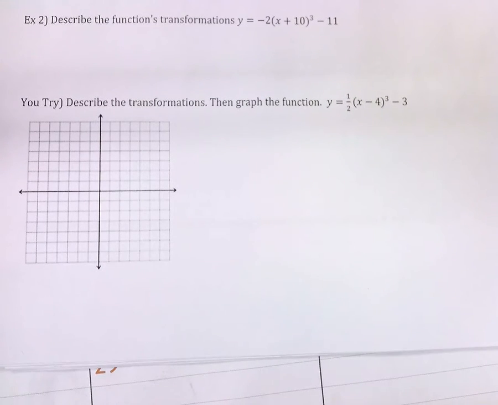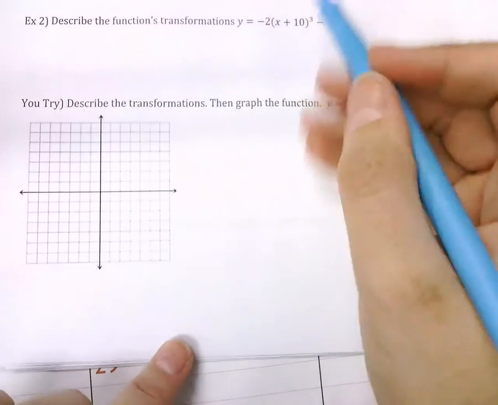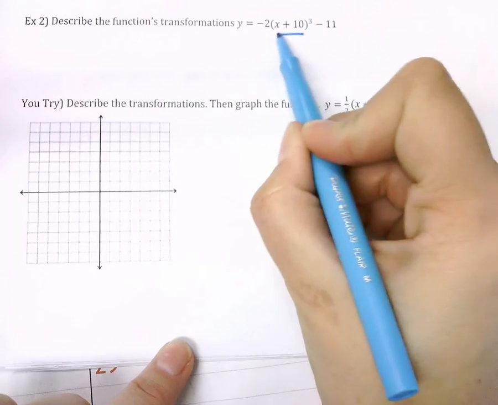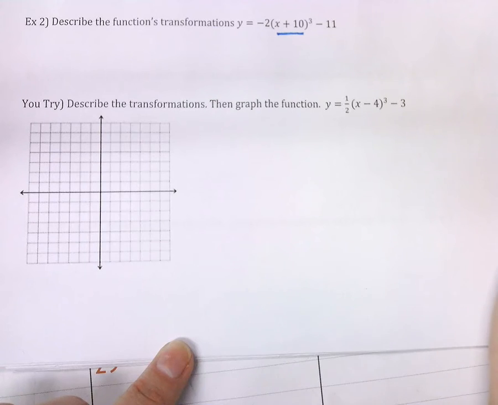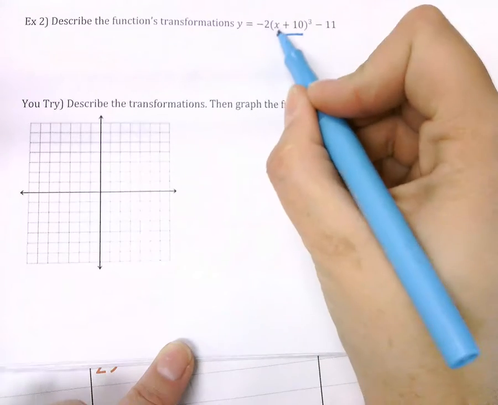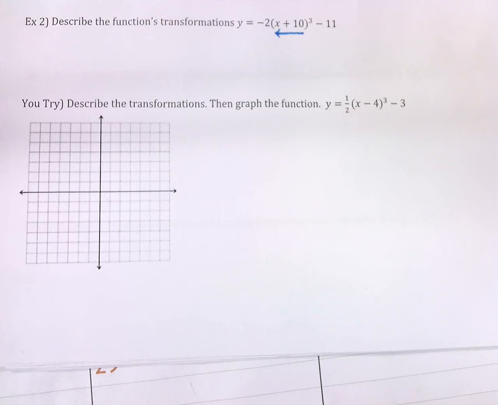In example 2, we still have the horizontal translation that we had before, so it's going to be horizontally translated which way? To the left. We still have a vertical translation like we had before, so this one's going to go which way?